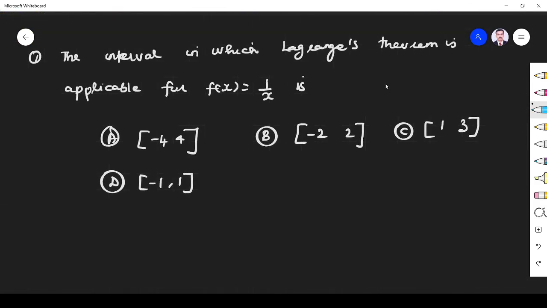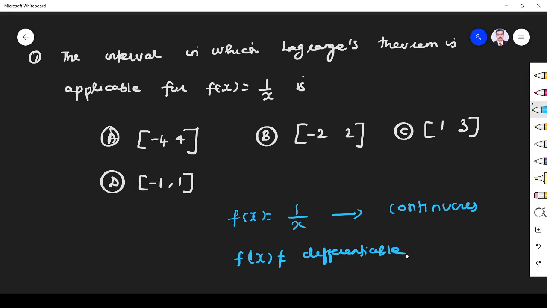The interval in which Lagrange's theorem is applicable for f of x equal to 1 by x, right? So we know f of x is equal to 1 by x. I have to check the conditions, right? It is a continuous function in any interval that excludes zero. But when I take f of x, is it differentiable? No, it is not differentiable at x equal to 0.